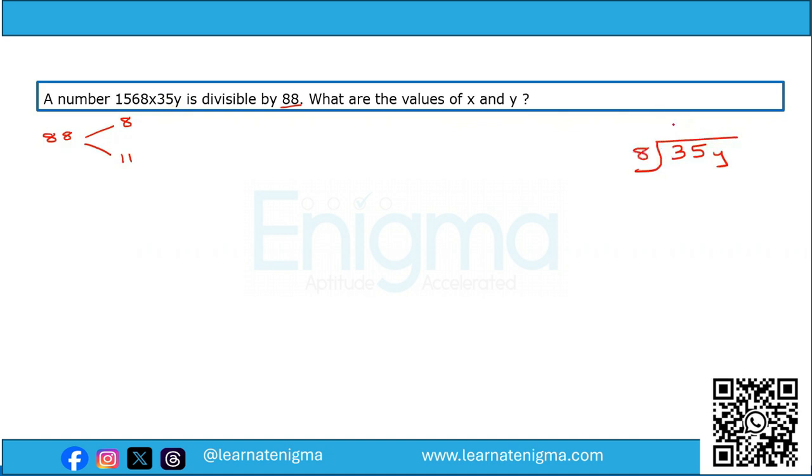Now, 8 fours are 32. So the remainder is 3 and we have y. Now we know for sure that 35y must be divisible by 8. That means the remainder should be 0. In the table of 8, there is only one number starting with 3, that is 32. So 3y minus 32 should be equal to 0, and hence we can conclude that the value of y must be 2.